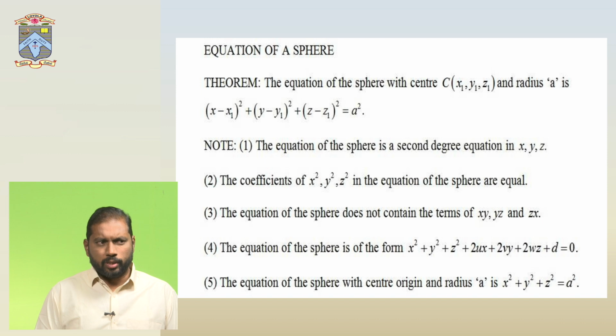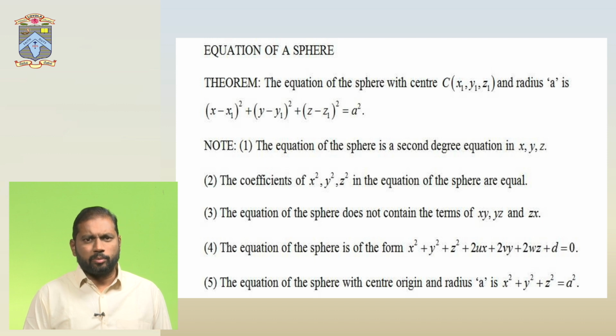The equation of the sphere is of the form x square plus y square plus z square plus 2ux plus 2vy plus 2wz plus d equal to 0. The equation of the sphere with center origin and radius a is x square plus y square plus z square equal to a square.